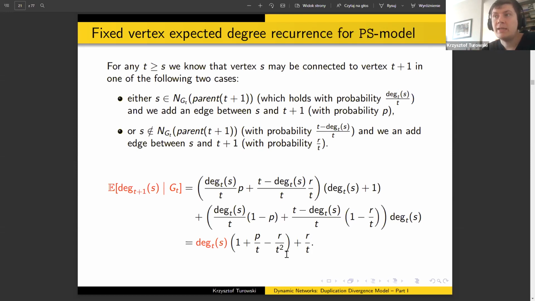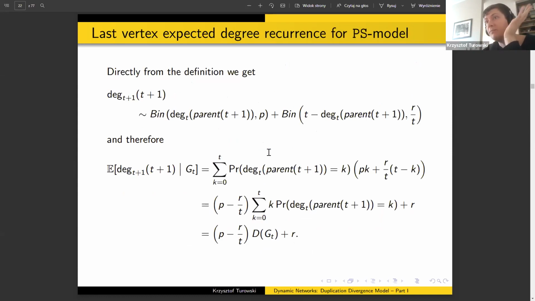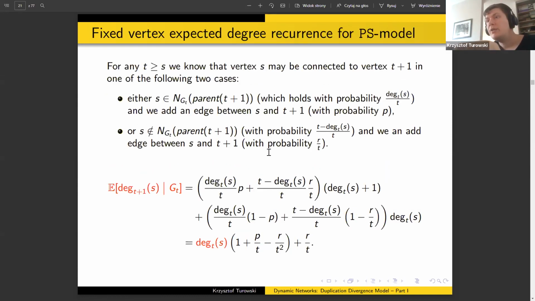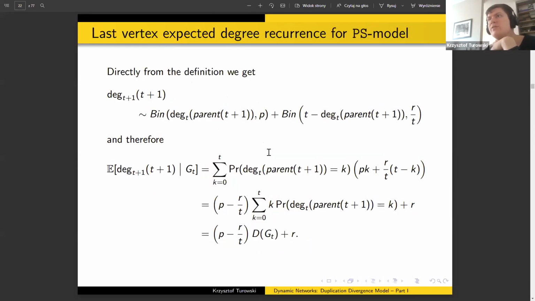Okay, but then we can iterate such a recurrence. We have a function at time t+1 dependent on the same function only at time t in a linear fashion. This we can repeat over and over until we go to the degree of vertex S at time S. And here we have to consider what is the behavior of the newest vertex.